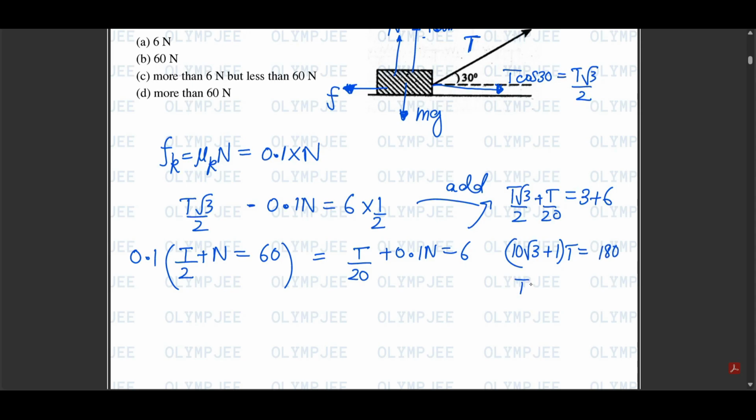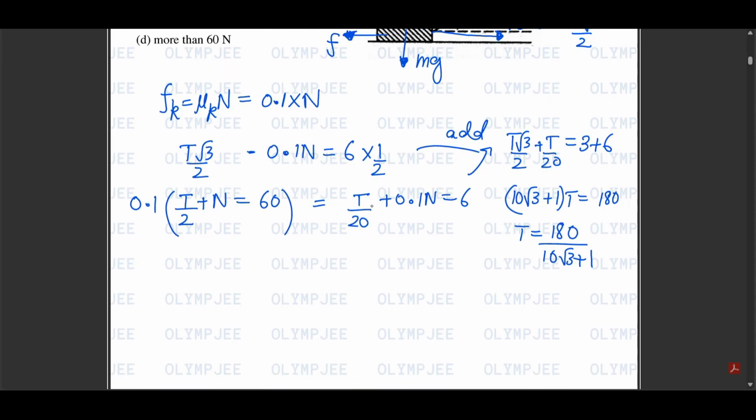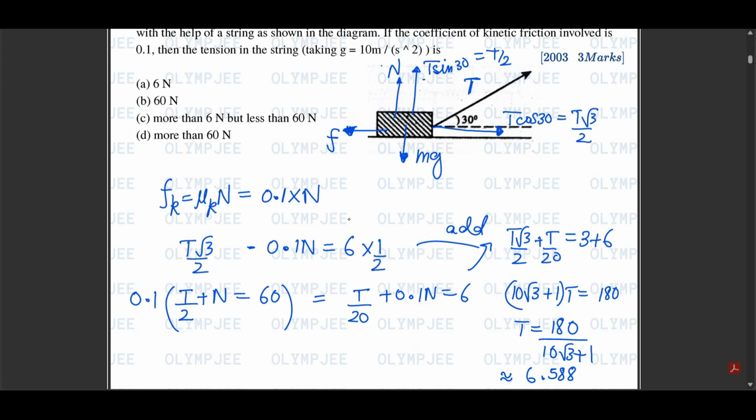So tension will be 180 divided by 10 root 3 plus 1, and this is approximately equal to 6.588. So the answer is option C, more than 6 Newton but less than 60 Newton.